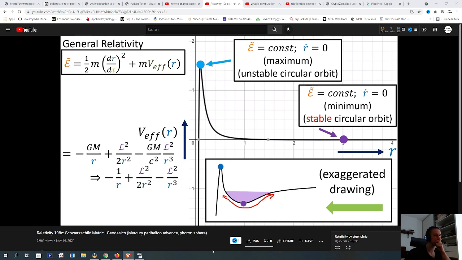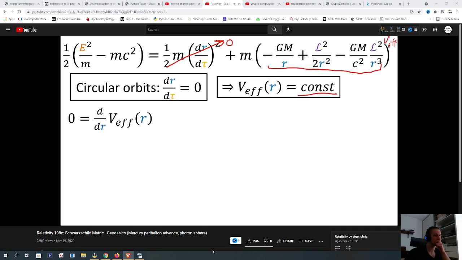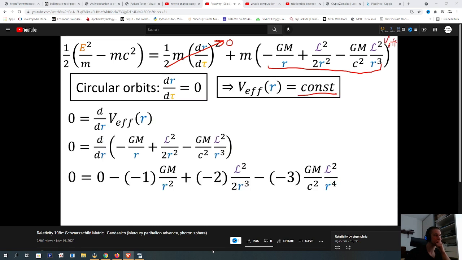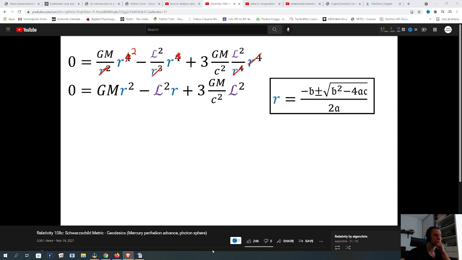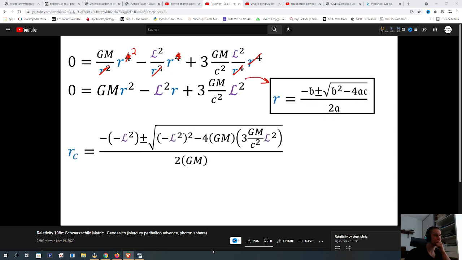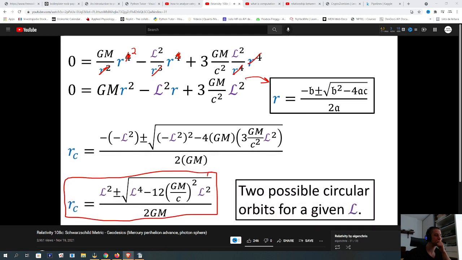We can solve for the radii of these 2 circular orbits, assuming the orbit radius is constant, meaning the effective potential energy is constant and has 0 derivative. We use the power rule on the rest of the terms, canceling these negatives and these 2's. Multiplying by r to the 4th, and canceling, we get an equation that's quadratic in r, and can be solved using the quadratic formula. Subbing in, we get this solution for the 2 circular orbits, given by the plus and minus signs here. These give the locations of the 2 possible circular orbits in general relativity.